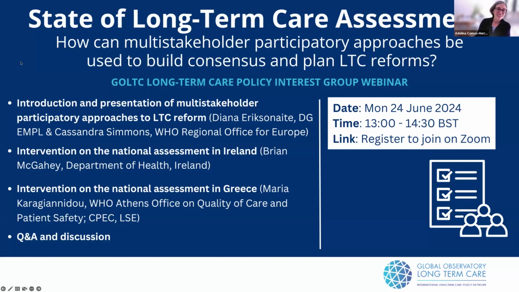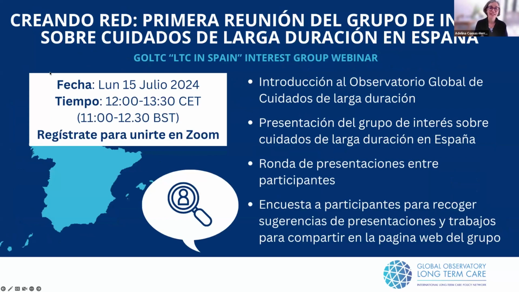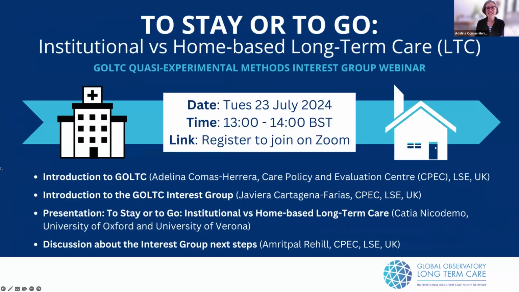We then have one in Spanish. We have a long-term care in Spain interest group. This is the first country-specific interest group, and their first meeting is on the 15th of July, but it is in Spanish. You can, of course, join even if you just want to listen in to practice your Spanish. But the focus here is about research on long-term care in Spain and policy.